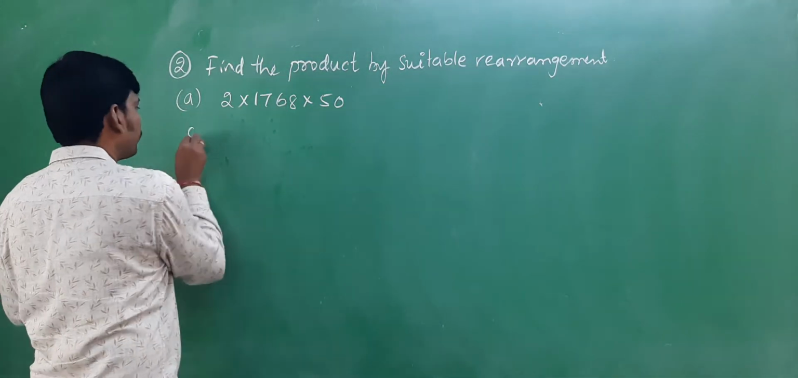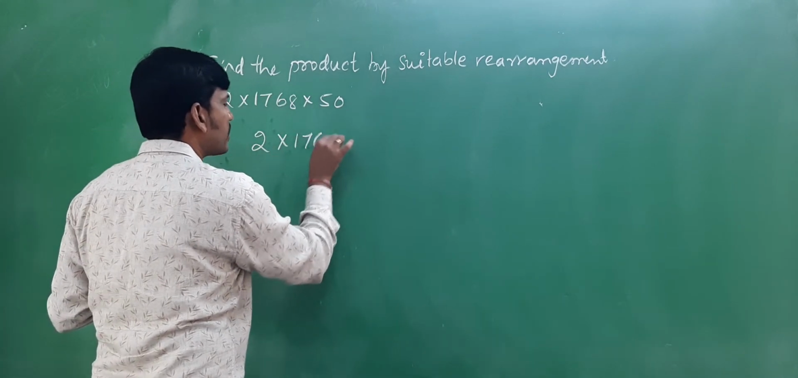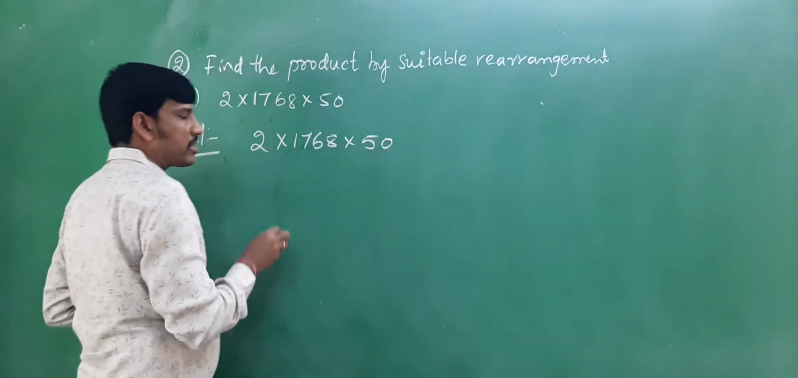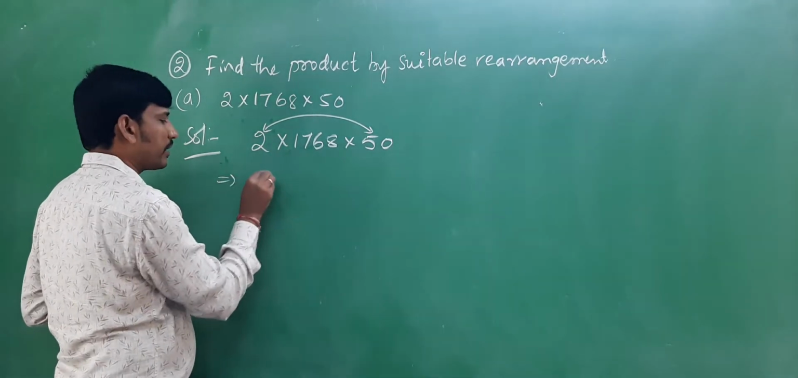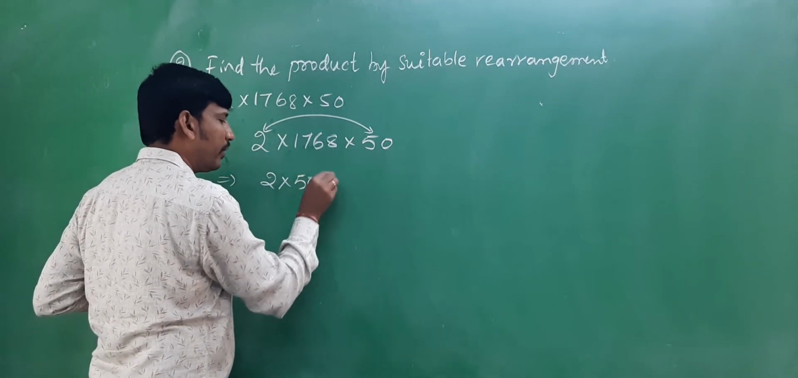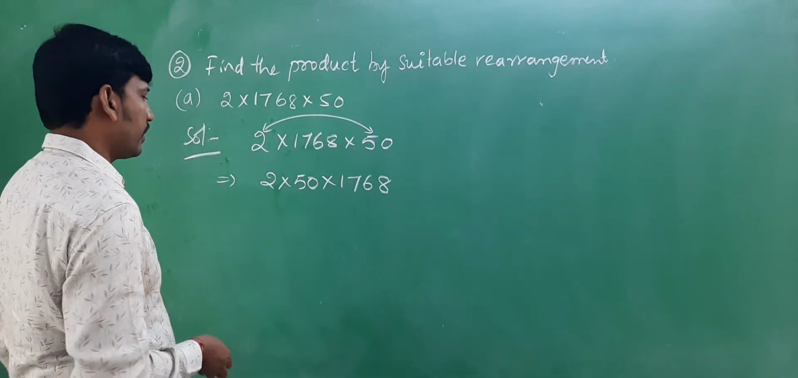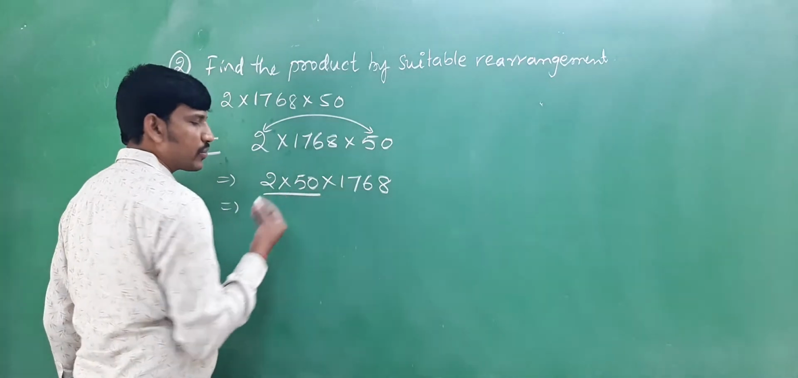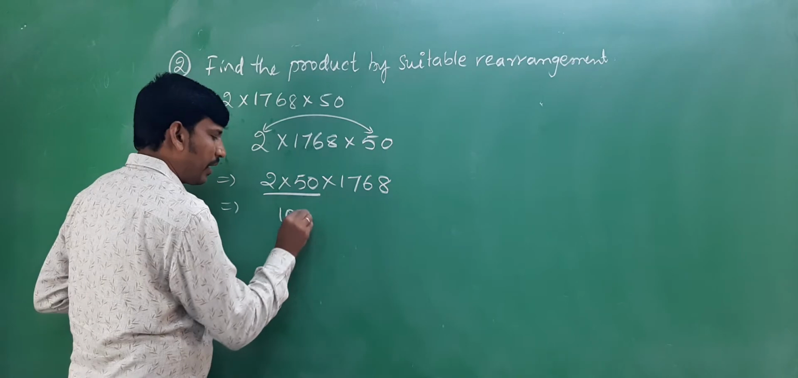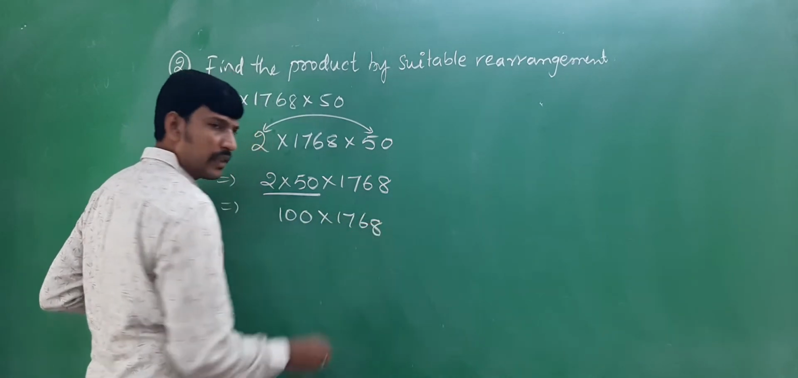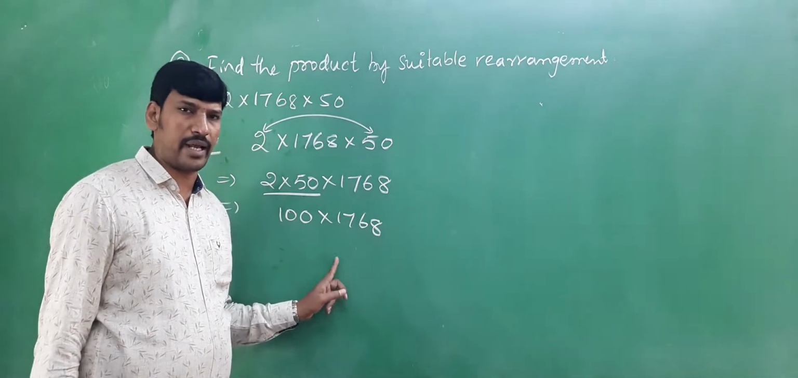Now rearrange the values. The given value is 2 into 1768 into 50. First I am going to multiply 2 and 50. I am rearranging as 2 into 50 into 1768. Generally 2 fives are 10, 2 fifties are 100, into 1768. See this here, 100 into 1768 is 1768 and 2 zeros.